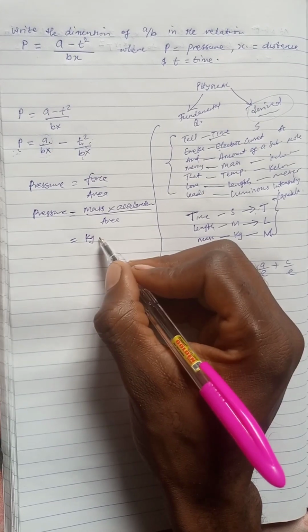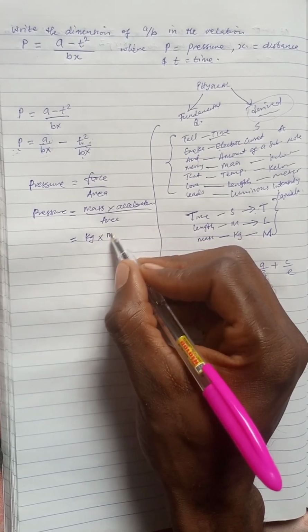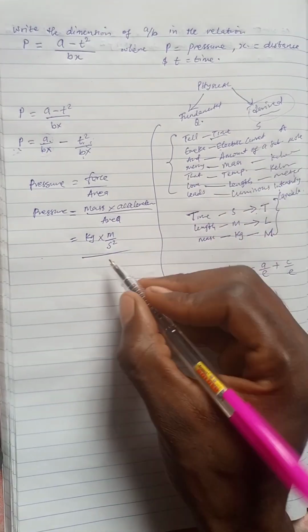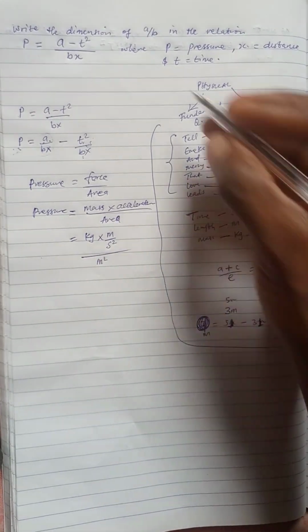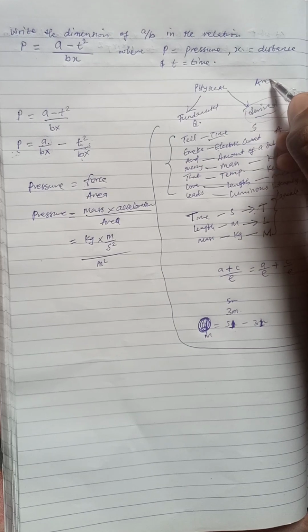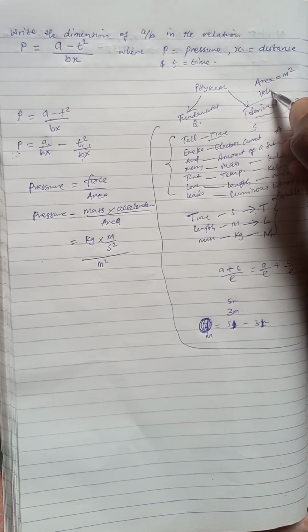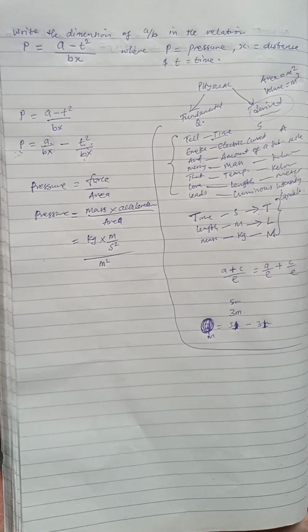So what is the SI unit for mass? Kg, times what is the SI unit for acceleration? Meter per second squared, over what is the SI unit for area? The SI unit for area is meter squared because it's length times length, and the SI unit for volume is meter cube. So take note of these things.